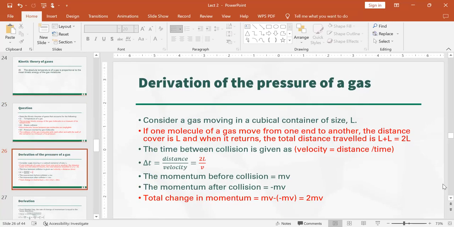So now let's look at the derivation of the gas law. I pray that time will be able to take us there because I have another class exactly at 6 o'clock.